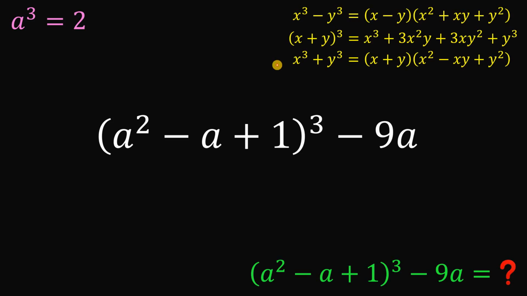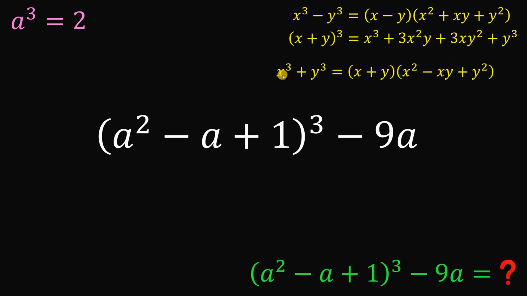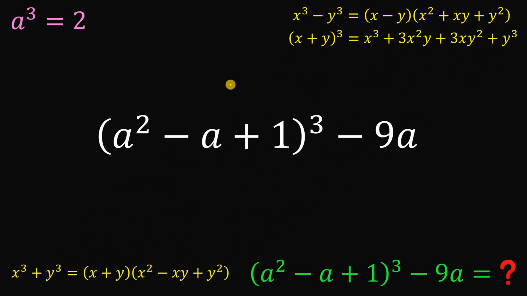So let's begin. Let's use our first concept, which is the sum of 2 cubes. We use the given, of course: a cubed equals 2. Now add 1 on both sides. If we do that, we have a cubed plus 1 equals 3. Now this 1 we can rewrite as 1 cubed, so a cubed plus 1 is the sum of 2 cubes. Therefore, we can factor it using this identity as a plus 1 multiplied by a squared minus a plus 1.